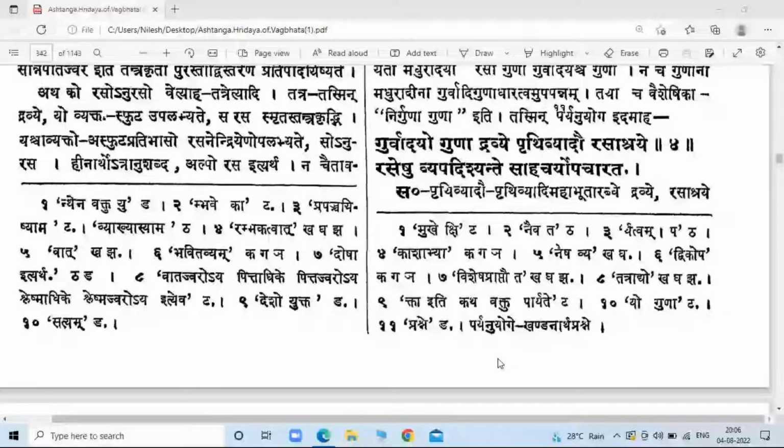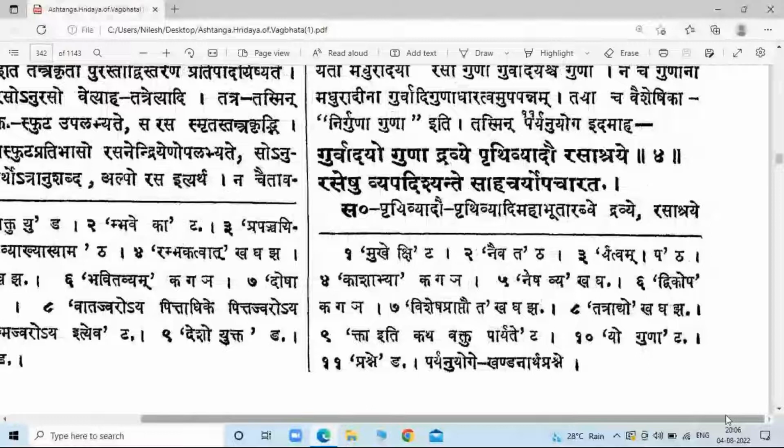So very good evening to all of you, and we will continue with another session on Dravyadi Vidnyani. As we mentioned in our last session, we are supposed to start with the sloka which is displayed. That is Gurvadayo Guna Drivye Pruthivyadau Rasashraye, Raseshu Vyapatishyande Sahacharyopacharana. That we explained. That sloka we concluded.